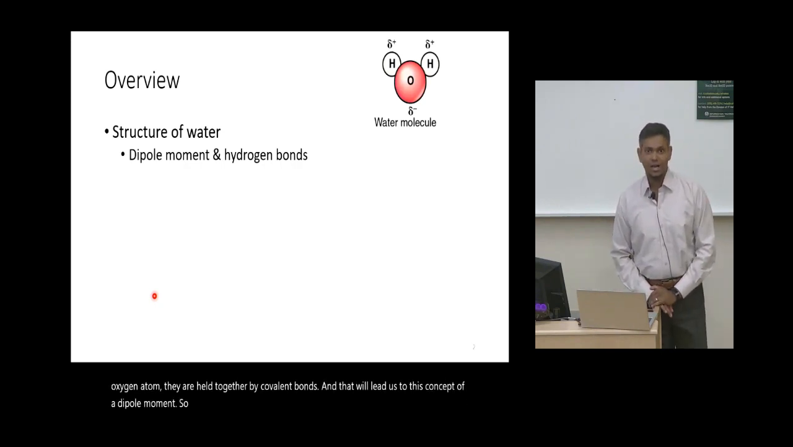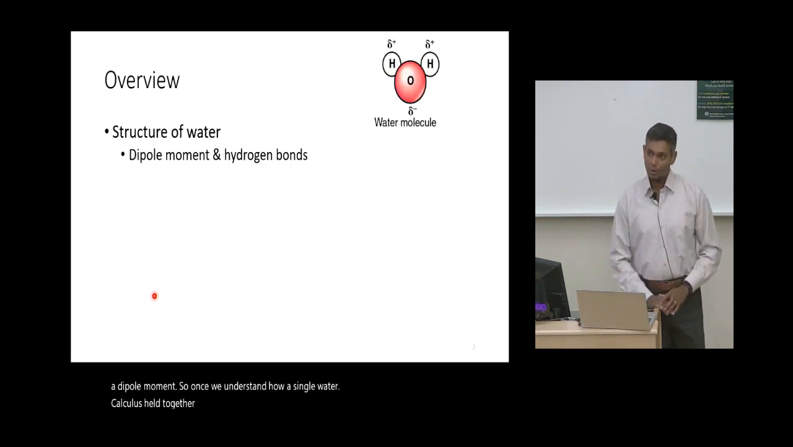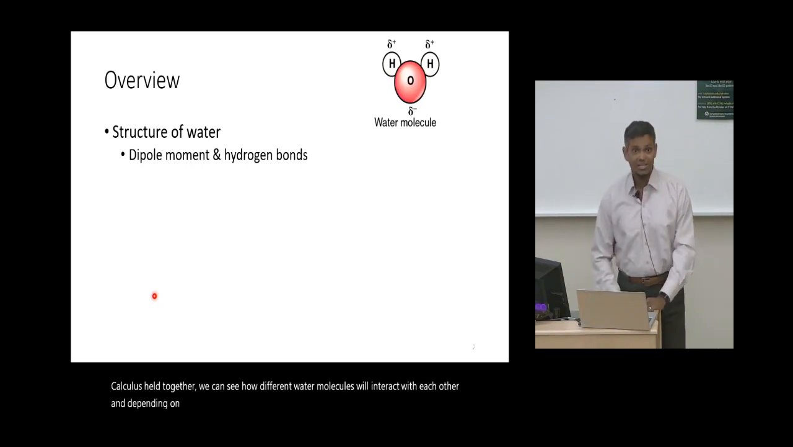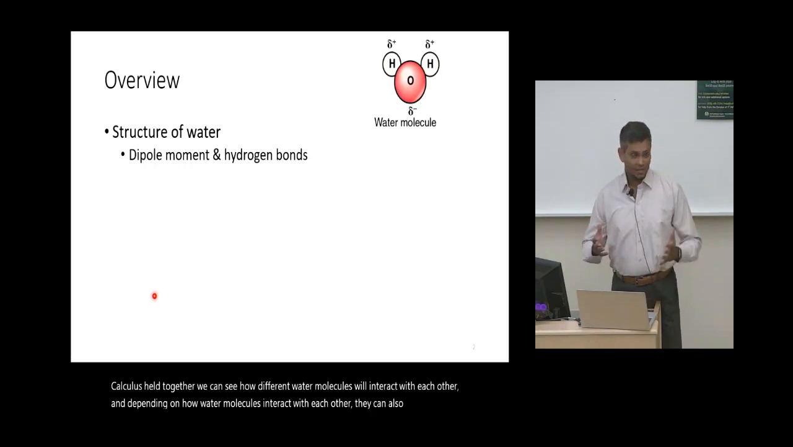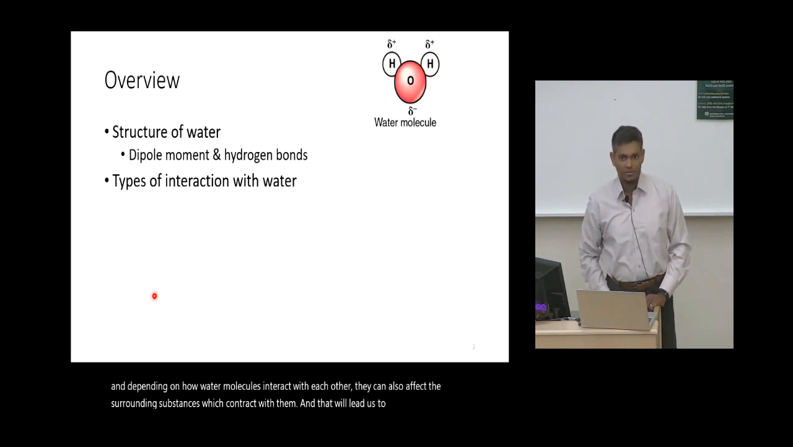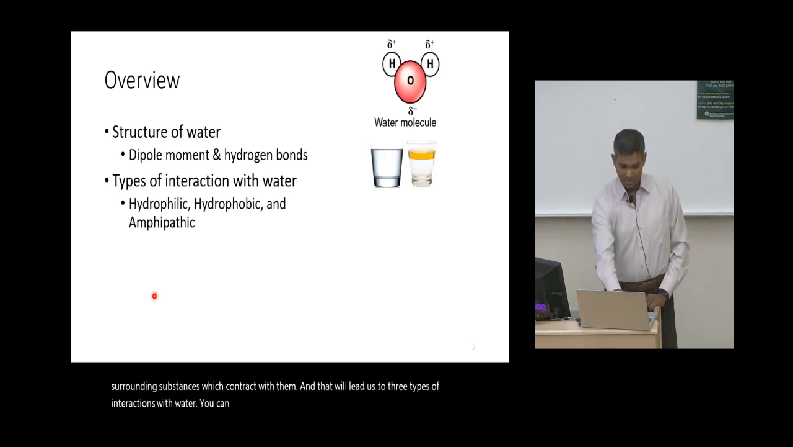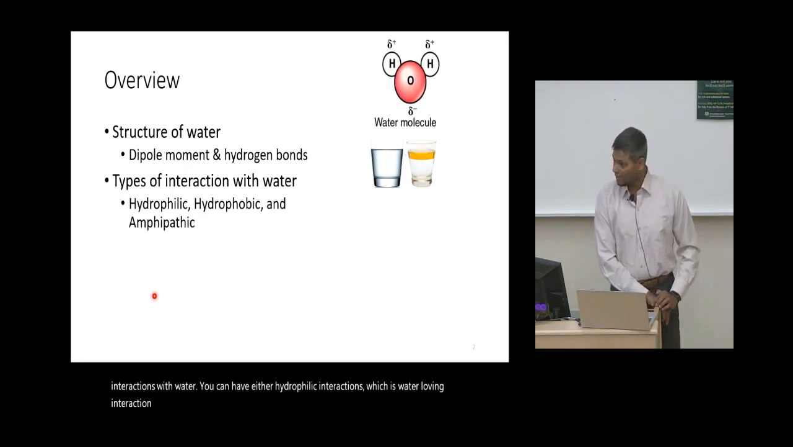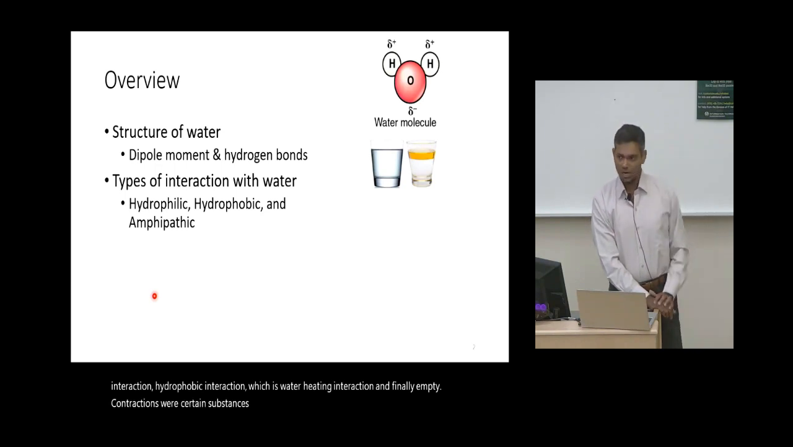So once we understand how a single water molecule is held together, we can see how different water molecules will interact with each other. And depending on how water molecules interact with each other, they can also affect the surrounding substances which interact with them. And that will lead us to 3 types of interactions with water. You can have either hydrophilic interactions, which is water-loving interaction, hydrophobic interaction, which is water-hating interaction, and finally amphipathic interactions, where certain substances have regions which are hydrophobic and other regions which are hydrophilic.